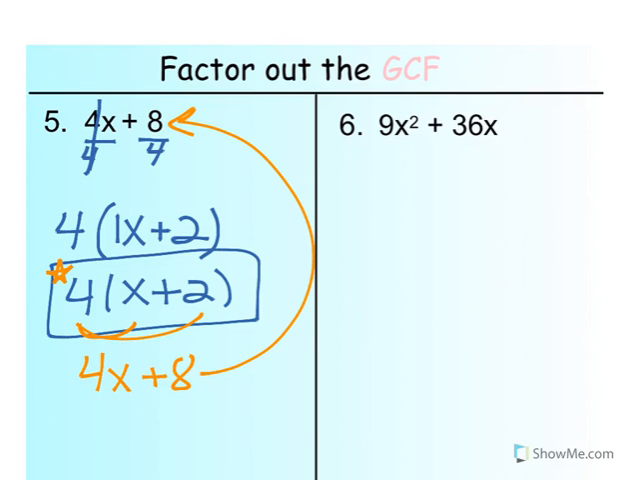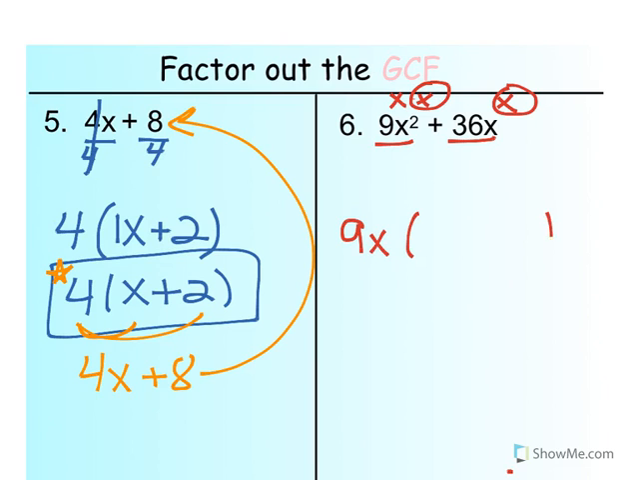Now let's look at the next one. Similar, but a little different. When I look at my two terms, they both share a common factor. The greatest number that can divide evenly into 9 and 36 is 9. Now look at their variables. This is x squared, which means x times x, and this is just an x. They both have at least one x. So I'm going to say they share one x.